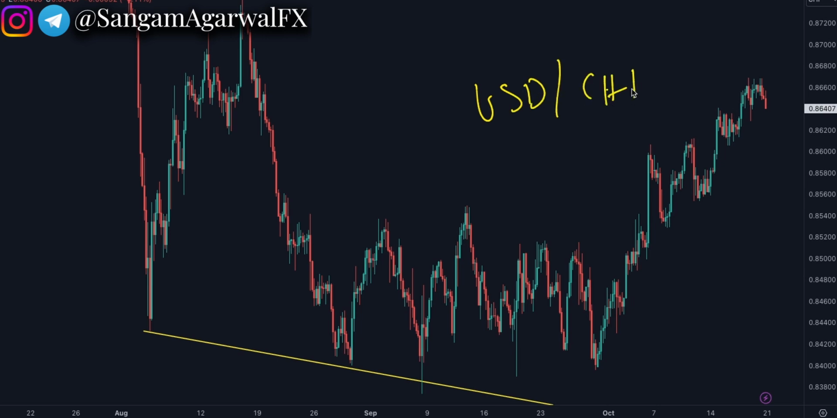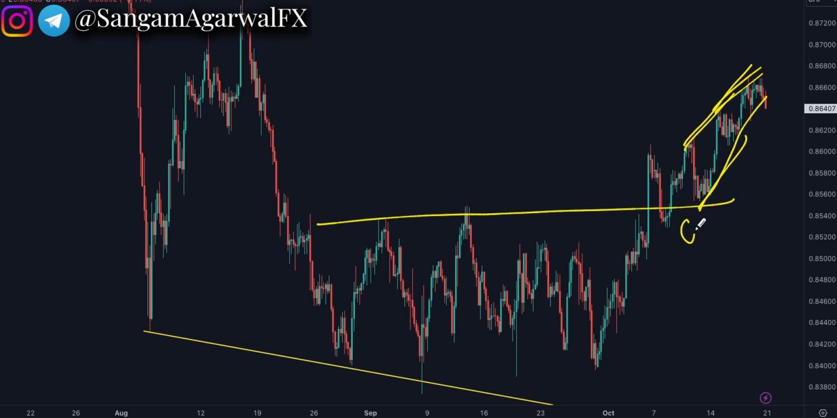USDCHF H4 time frame, sideways range breakout retest, new intraday high. So wait for a correction in the dollar. After the correction you can buy again, but this area 854 will be the first big static support level. If it retests again, you can try buying.